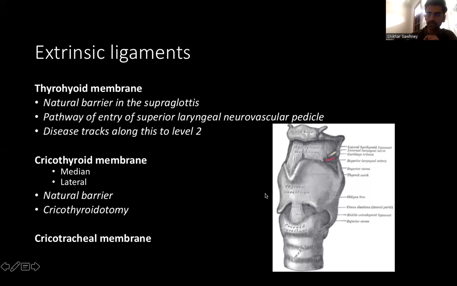The cricothyroid membrane, as the name suggests, tracks from the cricoid to the thyroid cartilage. Inferiorly, in the midline, it thickens to form the median cricothyroid ligament, whereas laterally, it thickens to form the lateral cricothyroid ligament. It is the natural barrier in the subglottis area, and as I mentioned before, cricothyroidotomy is performed in this area. The cricotracheal membrane, again as the name suggests, goes from the cricoid cartilage to the first tracheal ring.